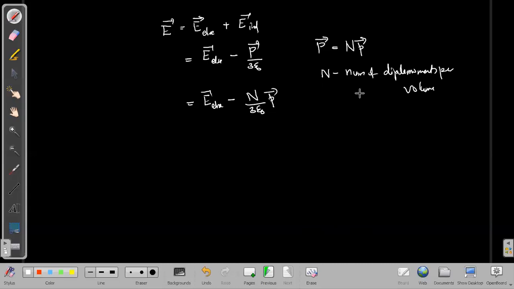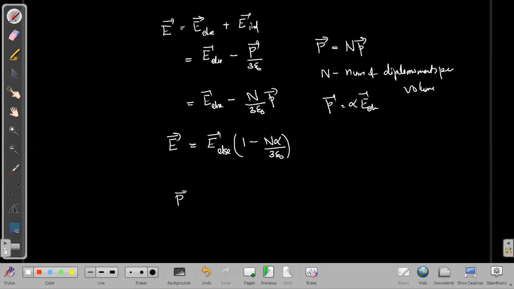Now how can I write my small p? So small p can be written as alpha times E_l. Okay, so therefore this becomes E_l times 1 minus N alpha by 3 epsilon 0. Okay, so this is the relation between the total field inside the material and the applied field. And here the alpha comes. Alpha is the polarizability.